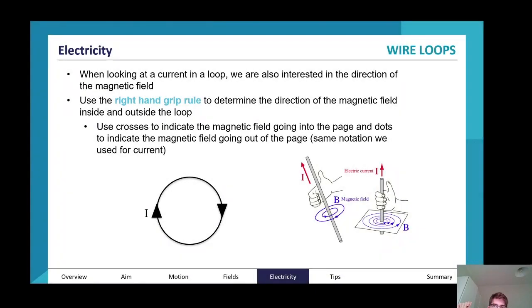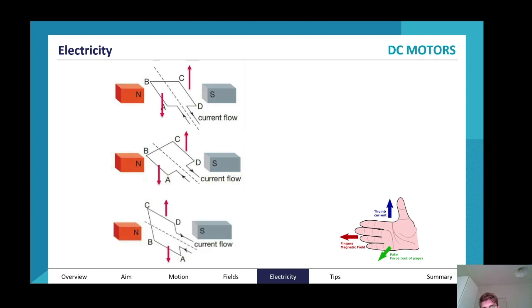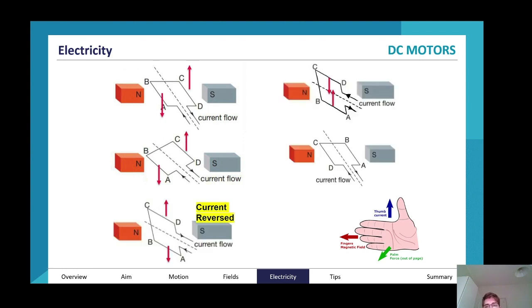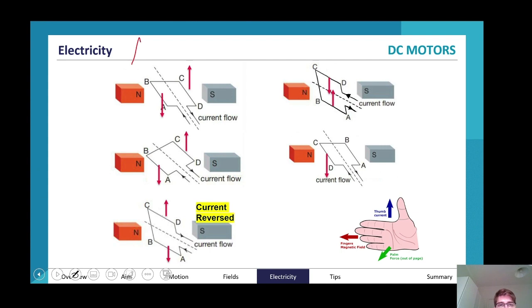Cool. Now, electricity. To sum this up very quickly, when it comes to electricity at VCA, the whole point of this is for you guys to learn about generators and motors. Motors essentially convert electrical energy into mechanical energy, whereas generators convert mechanical energy into electrical energy.